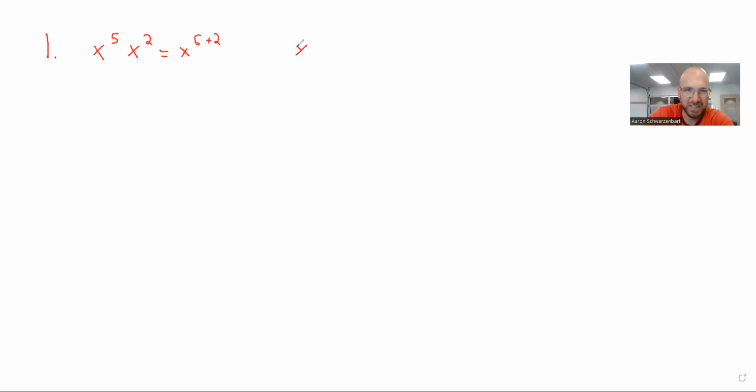So we can think of x to the 5th as 5 x's, and x to the 2nd as 2 x's. When I multiply those, that's 5 x's multiplied together times 2 x's multiplied together. That's x to the 7th.